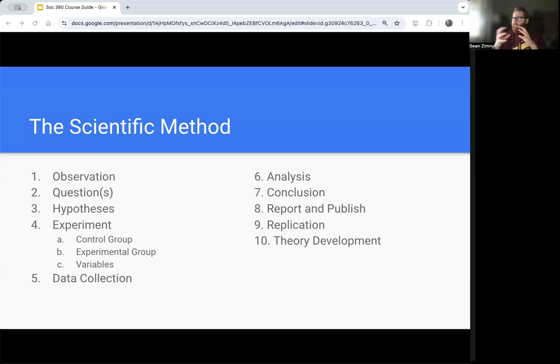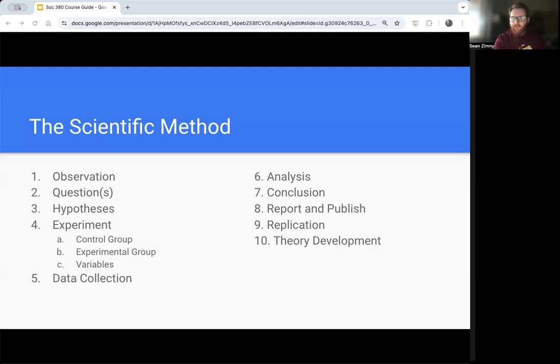So the variables are the things you're looking at in your study. Your experimental group is the group that's maybe receiving treatment or a condition that's being tested, and a control group is a group in an experiment that does not receive that experimental treatment, right? Used as a baseline in your experiment. Now, this is going to be a little bit different when we talk about the sociological methods here.